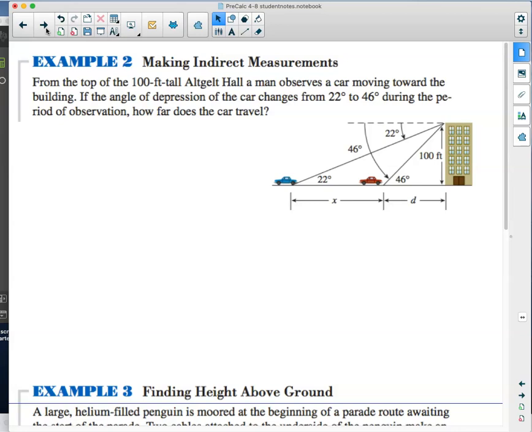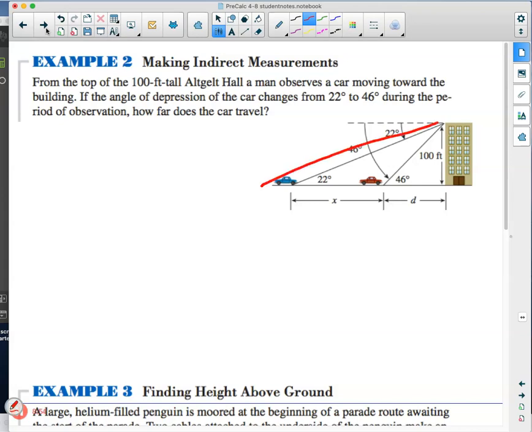If the angle of depression of the car changes from 22 degrees, so this was 22 degrees, and they already put that in here for us because those are parallel lines and alternate interior angles are going to be congruent. And it changes from 22 degrees to 46, so there was the 46, now it's down here. During the period of observation, how far does the car travel? Wow, okay, so what we want to know is x. But to get there, we're going to need a couple of different pieces because we have 2 right triangles here.